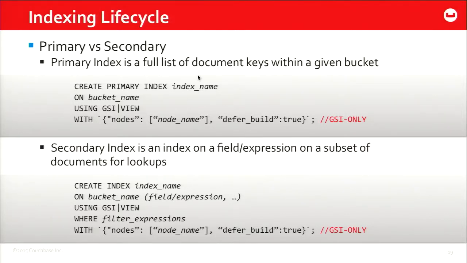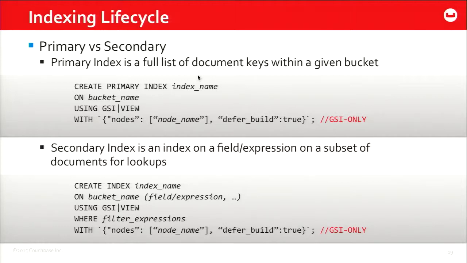But when it comes to indexes, there are 2 types of indexes N1QL can create. One of them is called a primary index. A primary index is essentially an index that contains every document key inside a bucket. It doesn't filter, so there's no WHERE clause at the top, as you'll see. You can use views or GSI as your indexer for that. For GSI, you get a few other options, like deferred builds and specifying the nodes. We'll actually touch on those a little bit.